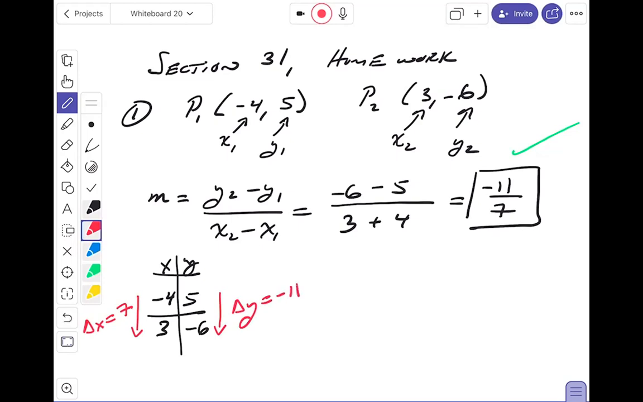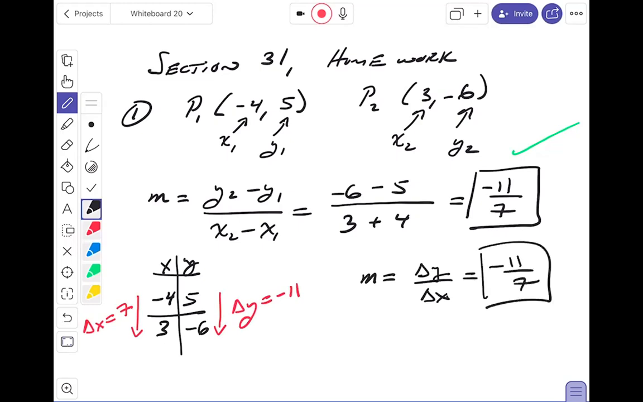What's slope? Let's write this down for you. Slope is delta y over delta x. And what's that going to give you? Minus 11 over 7. No surprise there. We get the same answer. All right, so we did it by formula. We also did it by a delta y, delta x by looking at a table. Let's go to number 2.